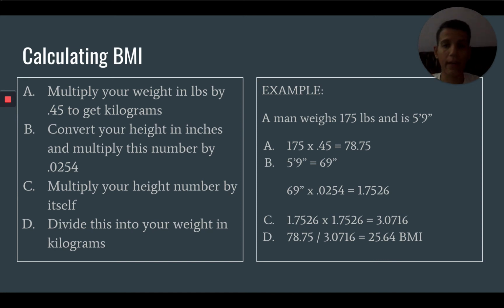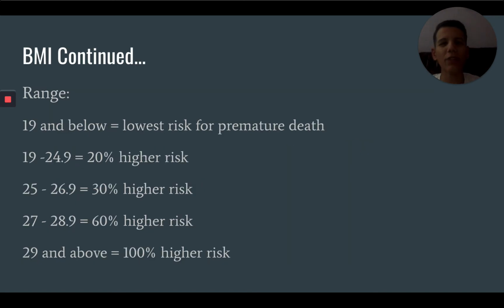The reason why, and you can pause this to read this if you'd like, but the reason why I didn't really want to do that is because some of us have more muscle and it might actually show that you have a higher BMI than you really do. For example, if you look right here, 19 and below, you're at your lowest risk for premature death. And with these calculations, it can kind of be a little off. So that's why I didn't really want to go into this as much.